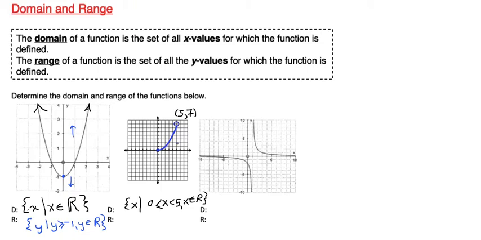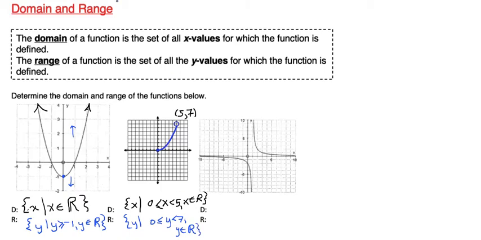And then on the y, we're now looking up and down. So again, from 0 to 7. We would say y is such that y has to be greater than or equal to 0, but it has to be less than 7. Otherwise, it's defined for all the real numbers.